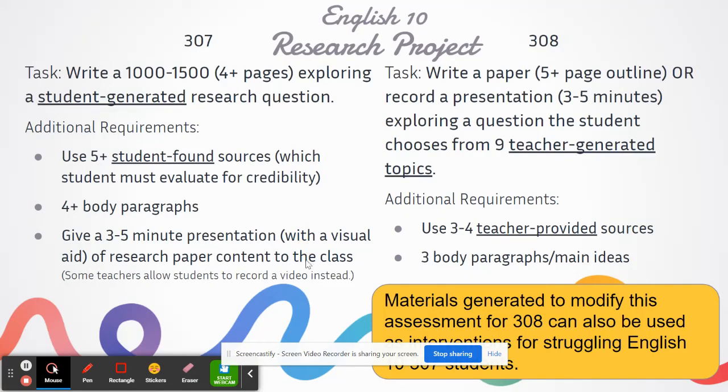So, if we look at this in a side by side comparison, how does this work out? Well, 308 project is a little bit different because instead of doing both a paper and a presentation, students are given a choice between writing a paper and recording a presentation. This allows students who really don't have a lot of faith in their ability to write to have another way to communicate their ideas and express their knowledge about the topic.